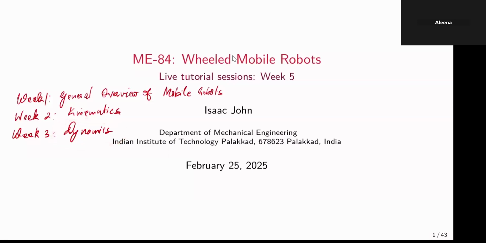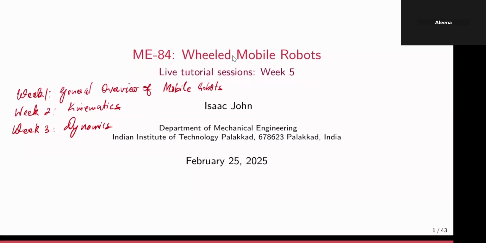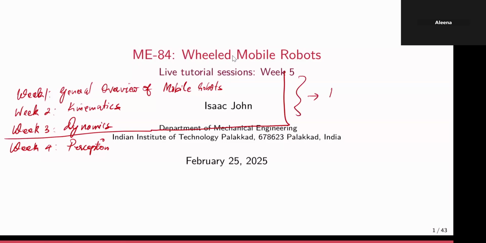We have seen two different approaches. The one we call the Euler-Lagrange method, where we derive the equations of motion through energy methods, and the second being a more comprehensive but more systematic Newton-Euler approach. So that was week 3. Up to week 3, what we covered was the mechanics of the robot. The kinematics and dynamics constitute the branch we call mechanics.